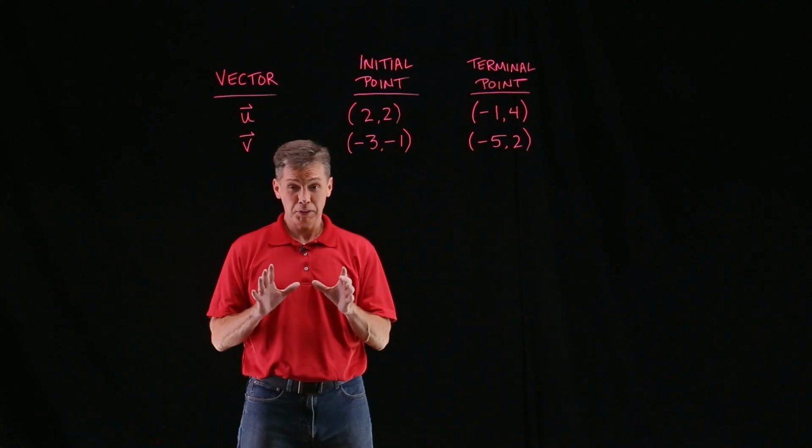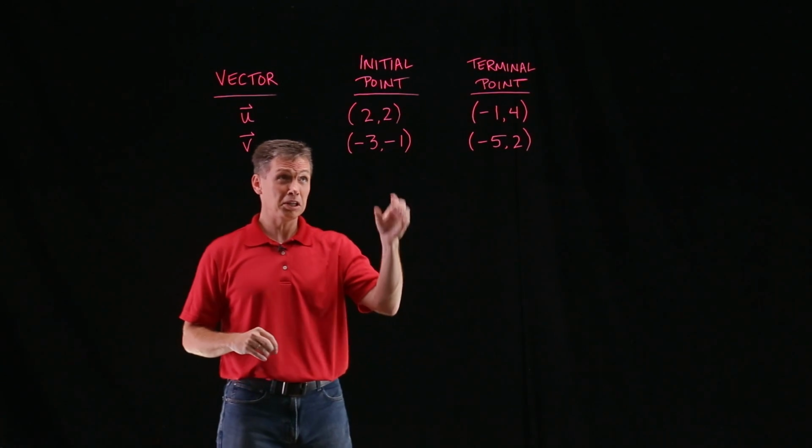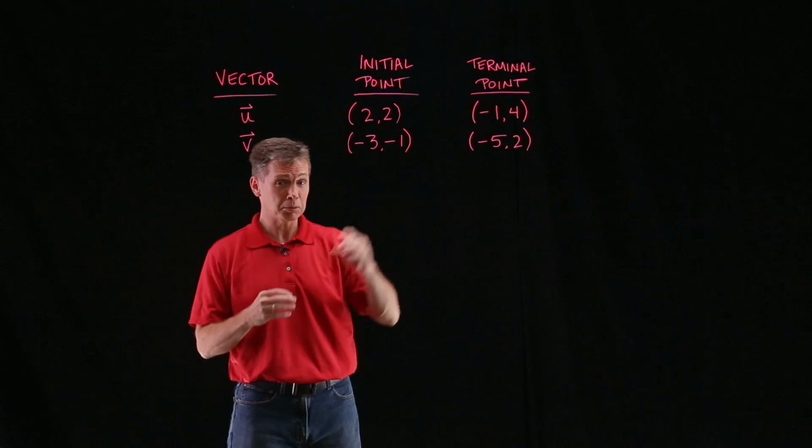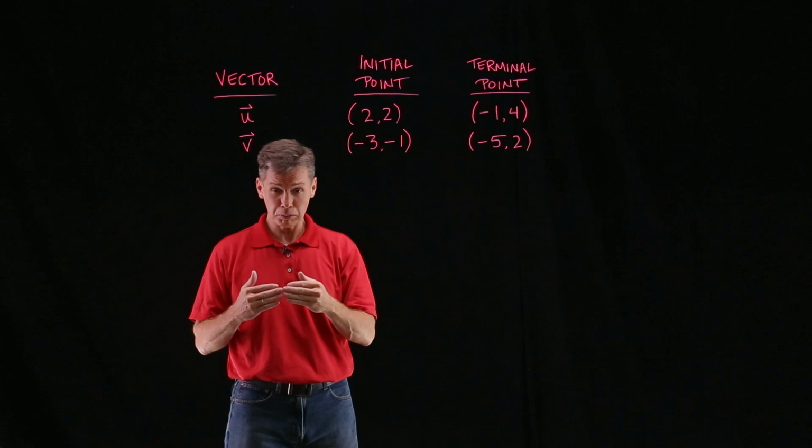Okay, in this problem, you can see they've given us some information on two vectors, u and v, and the information for each is just the initial point and the terminal point. And the directions ask us to determine if these two vectors are equivalent.